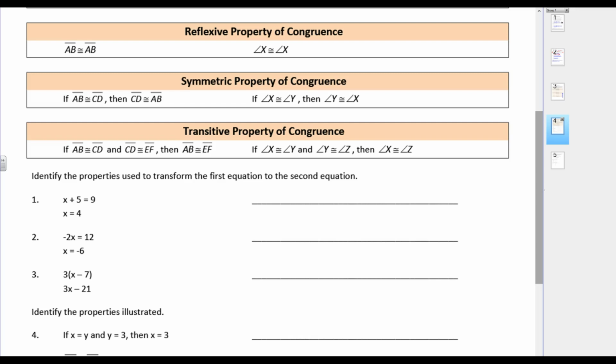So let's take a minute and work on identifying which property we're seeing in all of these. If X plus 5 equals 9, and my next line is X equals 4, what did I do to go from this line to this line? Well, what I did was I subtracted 5 on both sides. So we would call this the subtraction property of equality, because I'm using an equal sign. That means it's a property of equality.